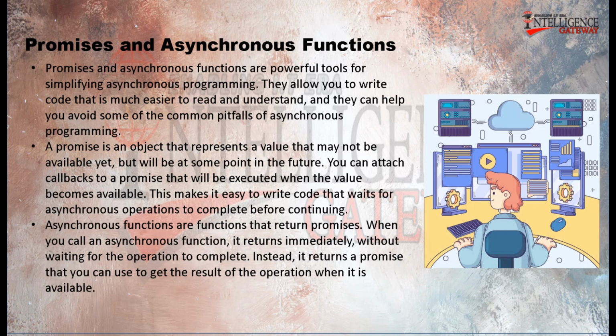Asynchronous functions are functions that return promises. When you call an asynchronous function, it returns immediately, without waiting for the operation to complete. Instead, it returns a promise that you can use to get the result of the operation when it is available.